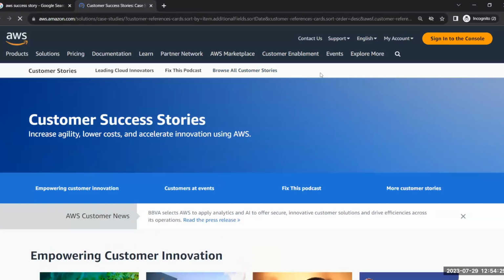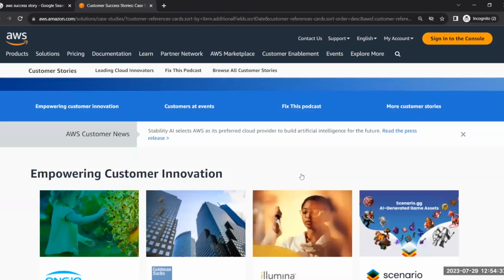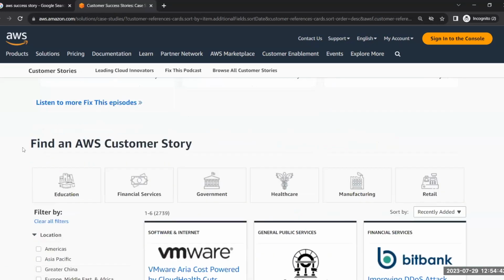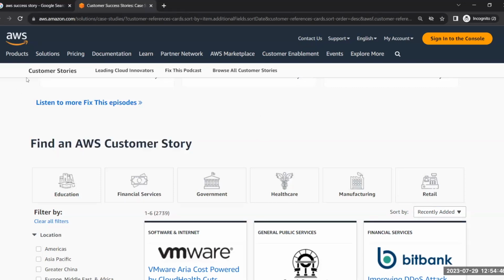So there is AWS documentation on the customer success story. What it says is customer stories from AWS events, find an AWS customer story. And this is what a project is. Just give me a moment. I'll be back. Just give me 2 minutes.